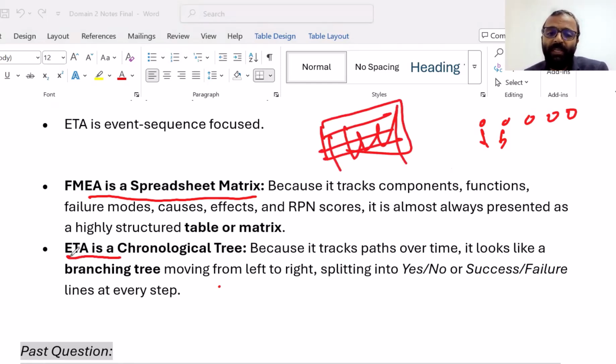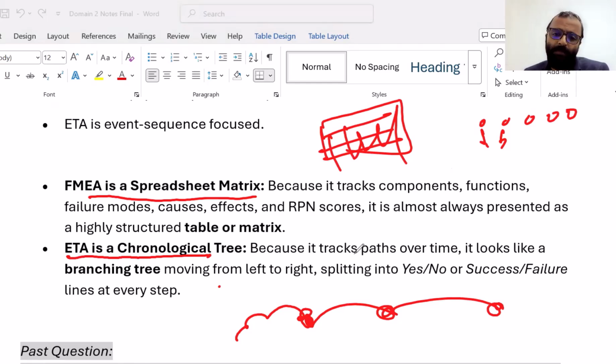ETA means what? Event tree analysis. It is a chronological tree. One is happening, next is happening, next is happening. We are moving forward. We are tracking the path: what will happen? It is like a tree, just like a fault tree analysis. It is also a tree approach.